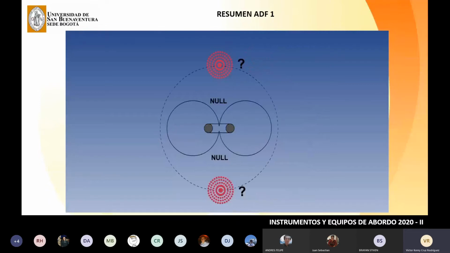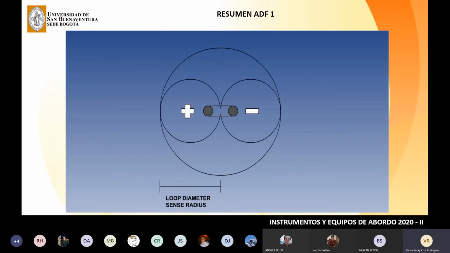Having two null points, one in front and one behind the antenna, means that one cannot say whether the NDB is in front or behind. This is resolved by using a second antenna, a sense antenna. The sense antenna is designed so that the received signal produces a current of the same strength as the maximum current in the loop antenna.